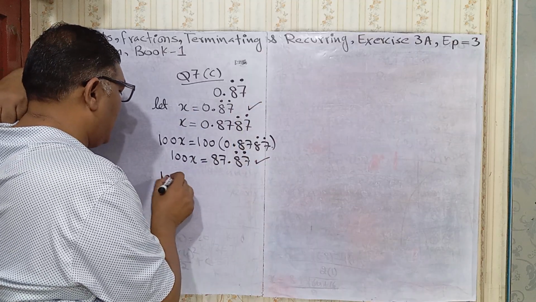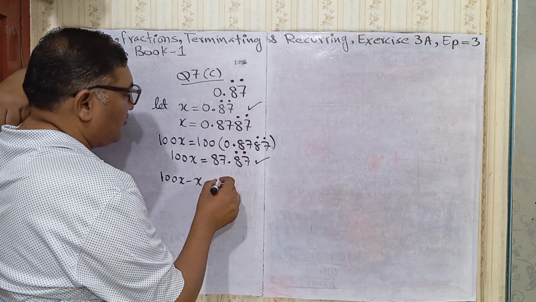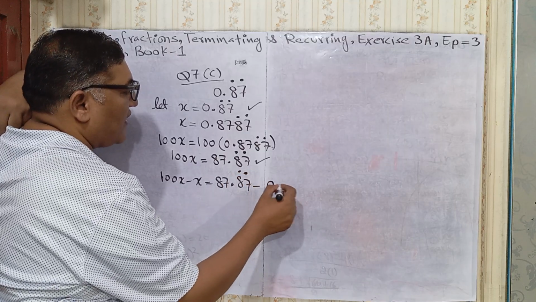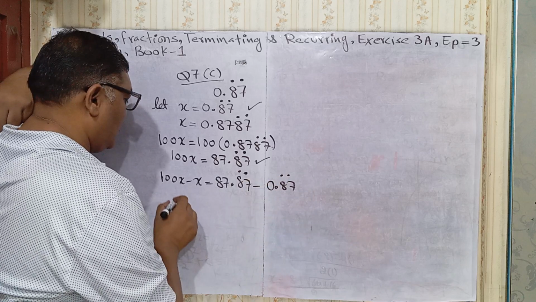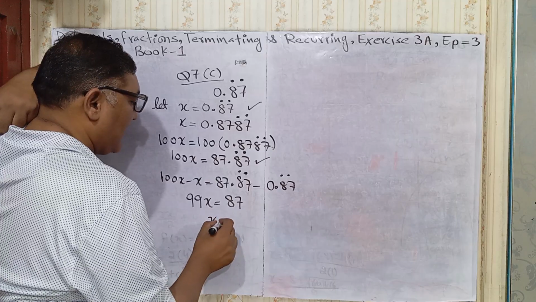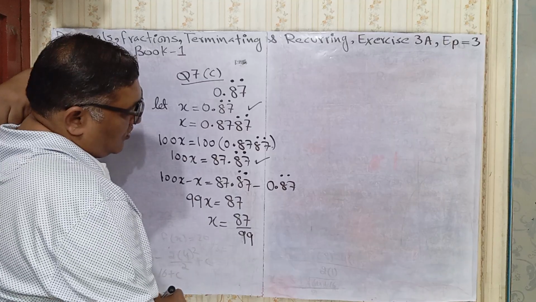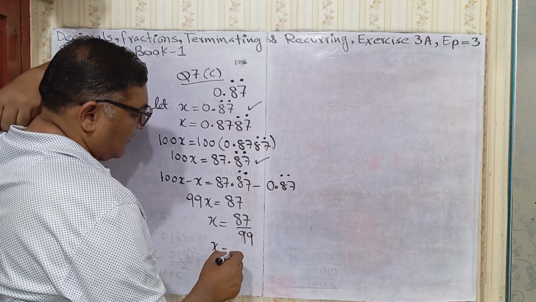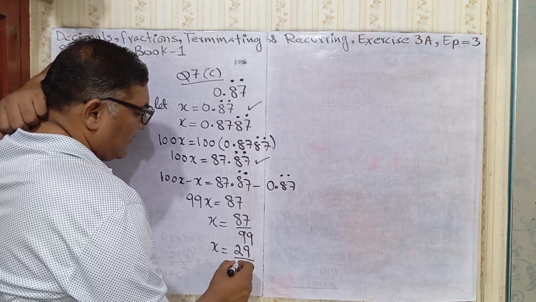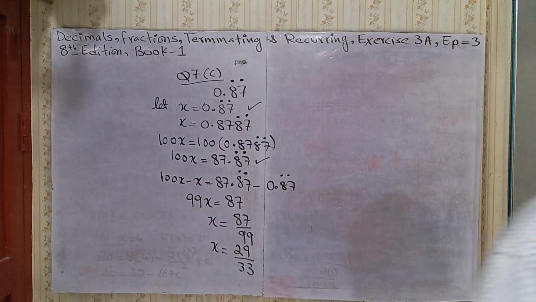From this I will subtract this. So I will have 100x minus x. From the left side I subtract the left side, and from the right side I subtract the right side, so you have this minus 0.87 with dots. So you will have 99x equals 87. So x equals 87 divided by 99. Can they be simplified? Yes, with the table of 3. 3 twos are 6, 3 nines are 27, 3 threes are 9, 3 threes are 9. So 29 by 33.